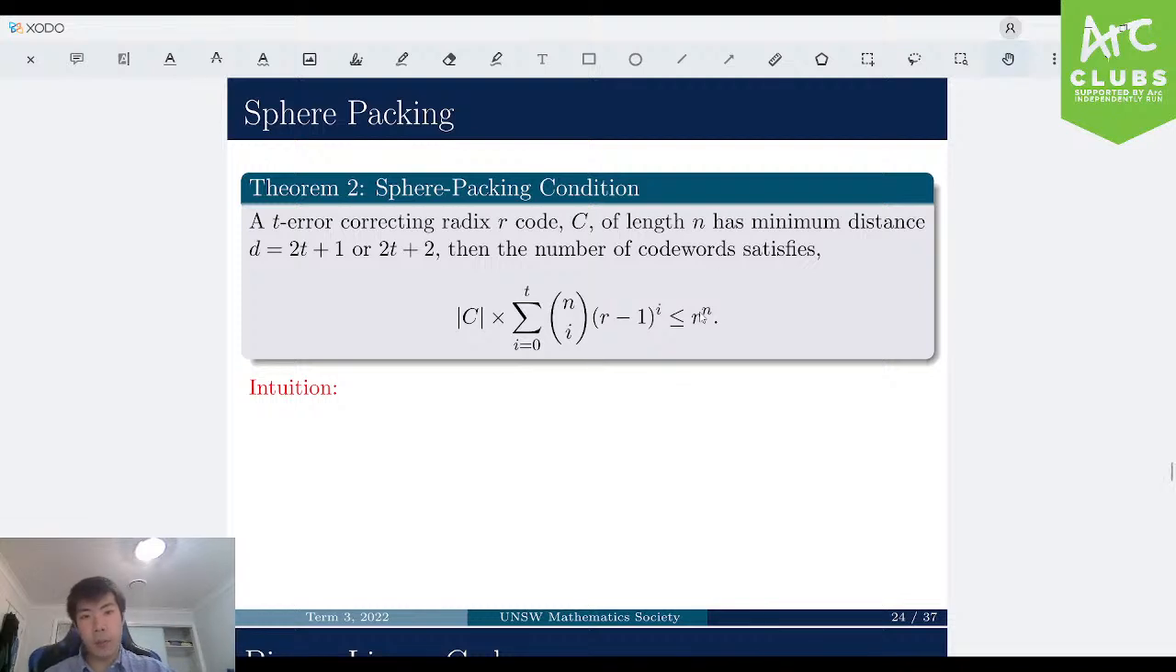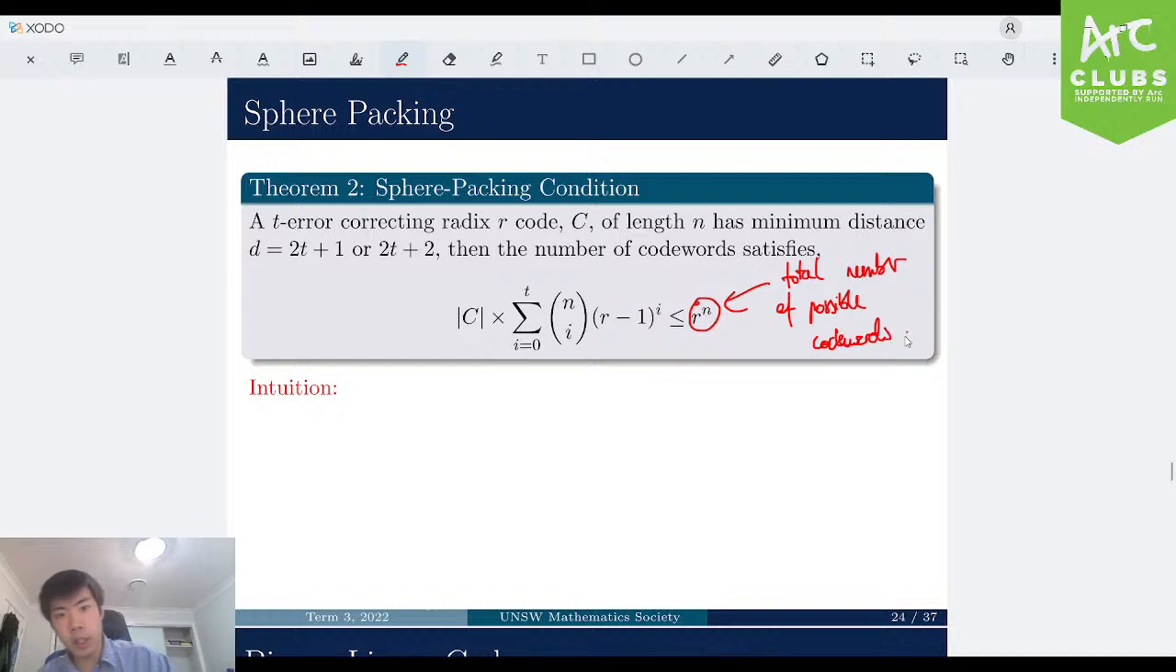Okay, and we can interpret this right hand side, r to the power of n, as being the total number of possible code words. Right? So if you have radix r and a length of n, then in each position across this n length code word, each one of them can be any one of 0, 1, 2, 3, 4, all the way to r minus 1, right? So you have r to the power of n total number of possible code words. Okay. This we can also interpret as just being the number of code words.